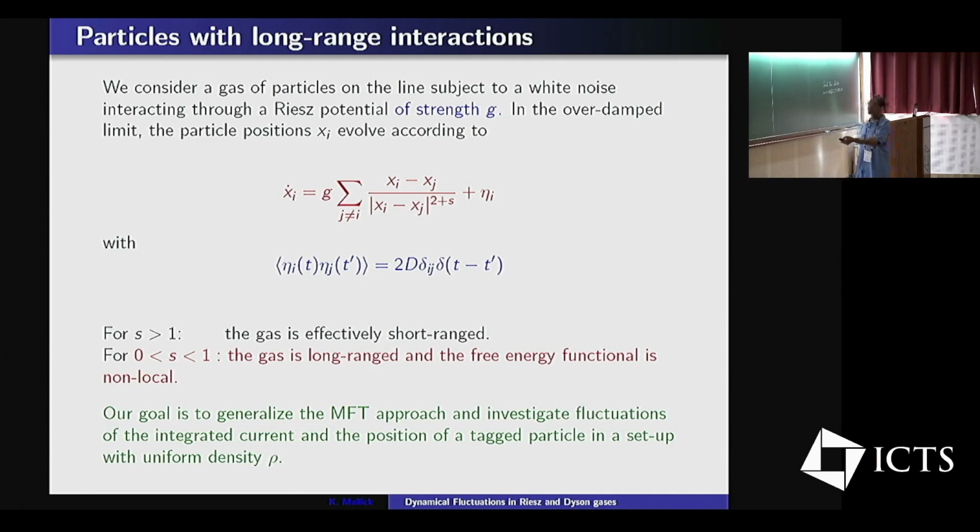For S bigger than 1, the gas is short-ranged, and we don't expect anything different from very local interaction like in the ZRP. For S between 0 and 1, I don't consider negative S, although it's possible, the gas is long-ranged, and the free energy is non-local. So our goal is to generalize this MFT approach and investigate fluctuations of the current and the position of a particle in an initial setup with a uniform density.